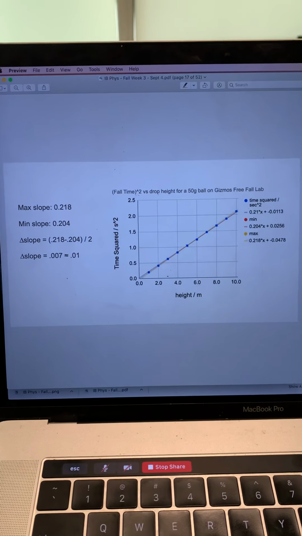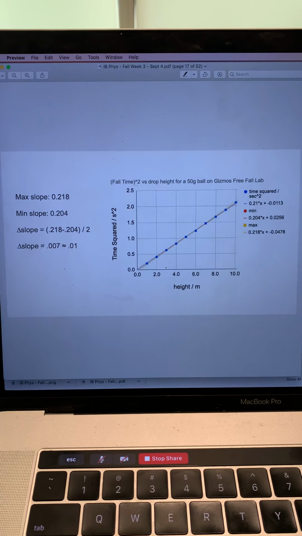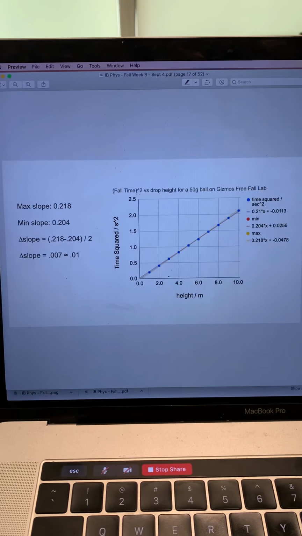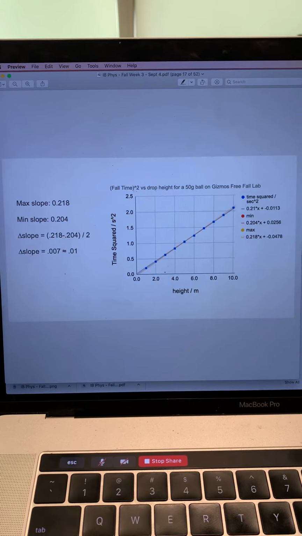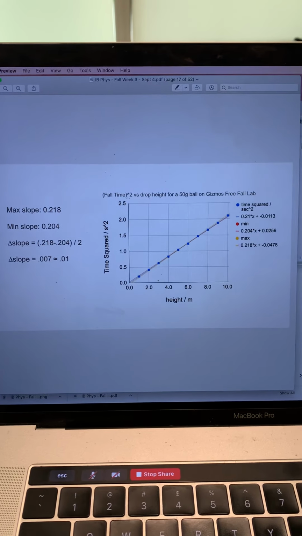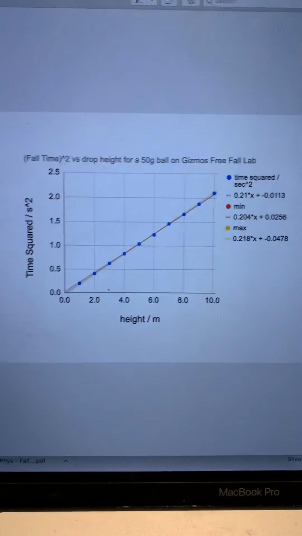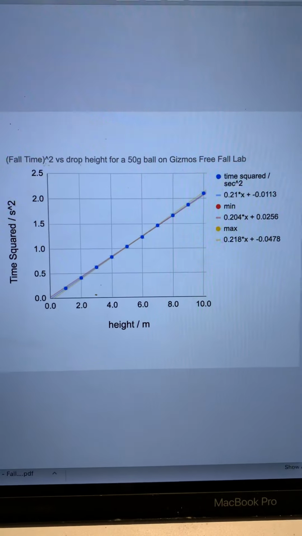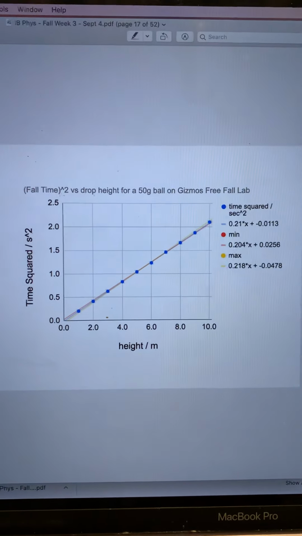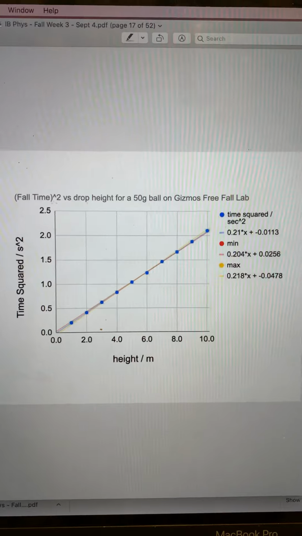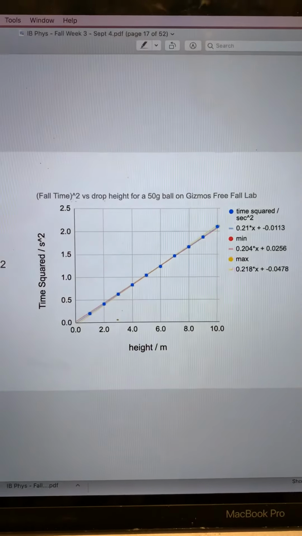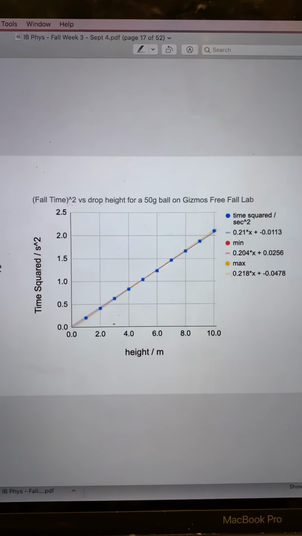Okay, this video is to walk you through how to go from a min and max slope and your slope from your graph of time squared versus height, so that's our linearized graph, and to get your value of gravity from that. So based on my data, this is what I got for my min and max slope. My maximum slope was 0.218, my minimum slope was 0.204, and then the line of best fit one was 0.21. This was all for a graph of fall time squared versus the drop height.